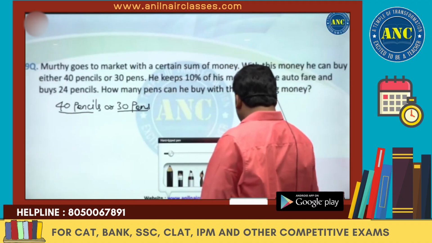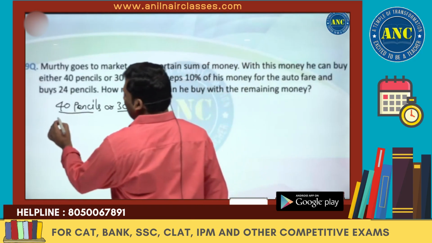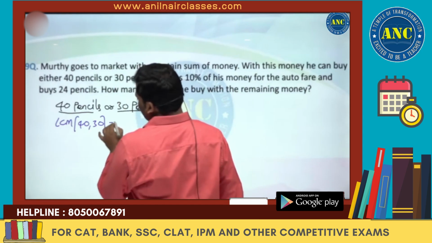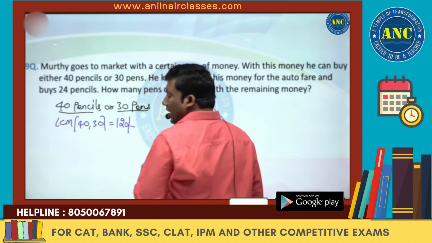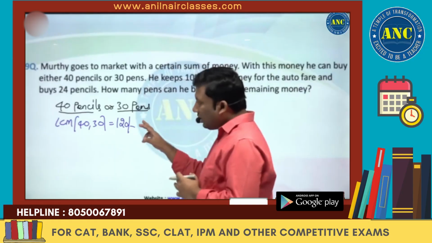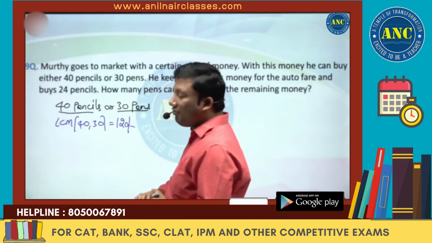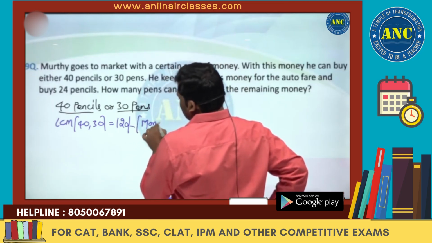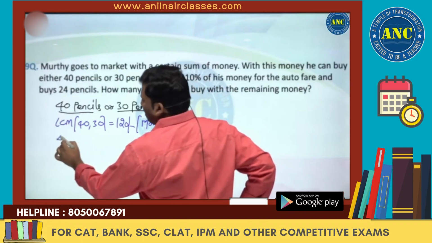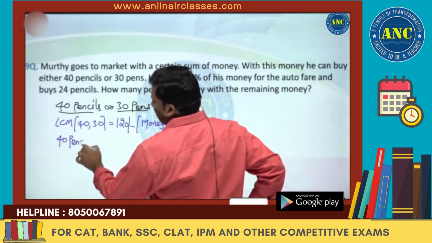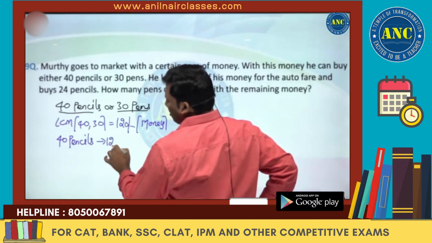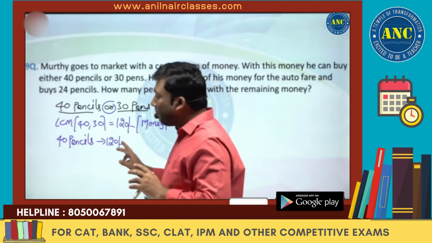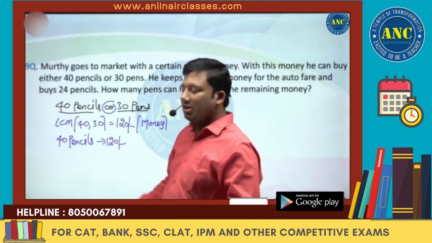Let me take a money which is a multiple of 40 and 30. LCM of 40 and 30 is 120 rupees. Assume that he went to a shop with a number which is a multiple of the number of pencils or pens he purchased. This is the money he went to the shop with. 40 pencils is equivalent to 120 rupees. It is an or condition, not an and condition. With this money, he can purchase either 40 pencils or 30 pens.